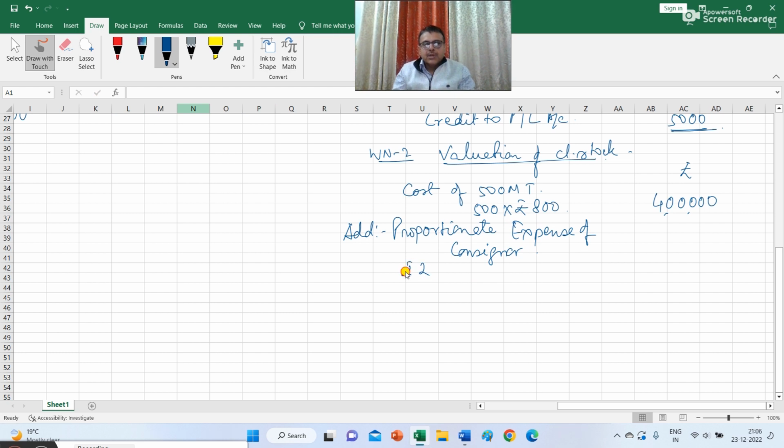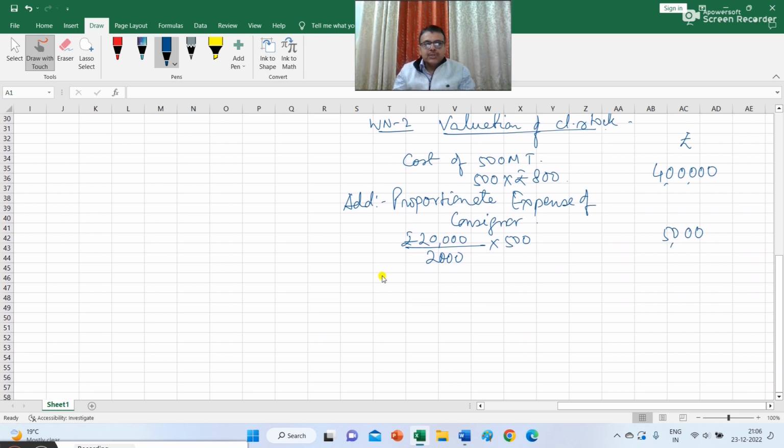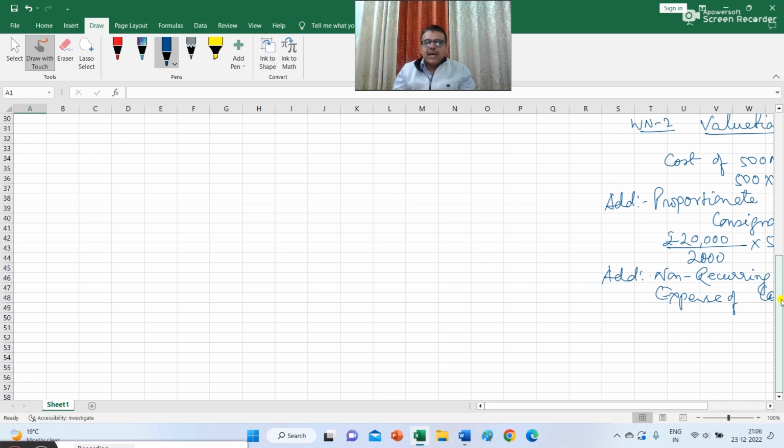So rupees 20,000 was spent for 200 metric ton. So proportionate expense which was incurred for 500 metric ton is 5,000 rupees. To this figure we have to add non-recurring proportionate expense of consignee, that is John. So what are the three expenses made by John?